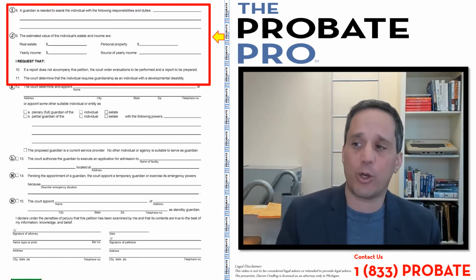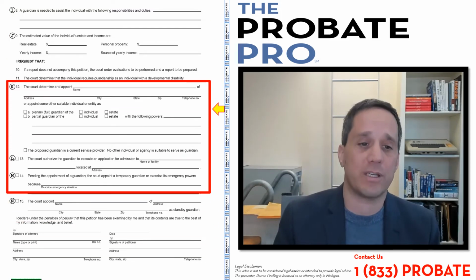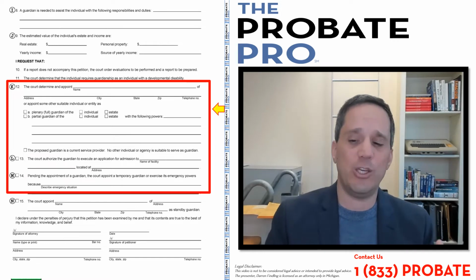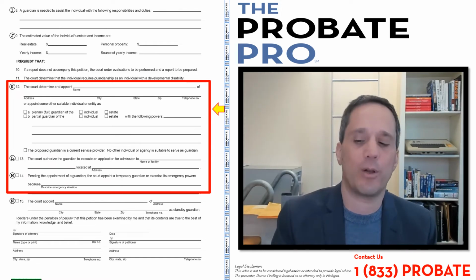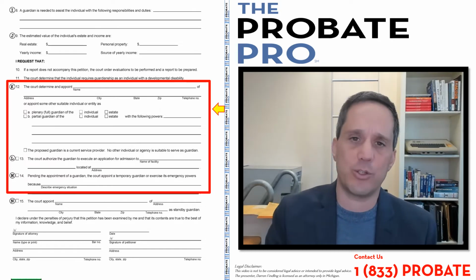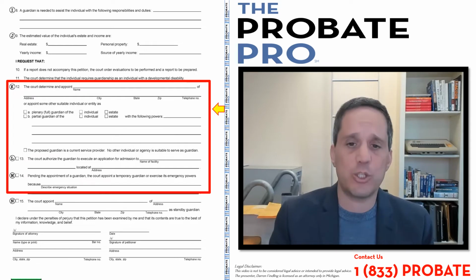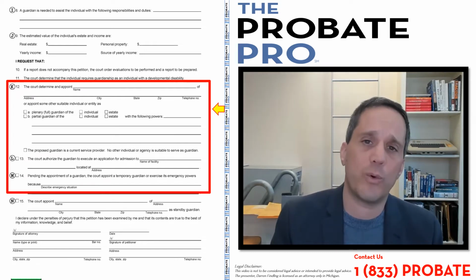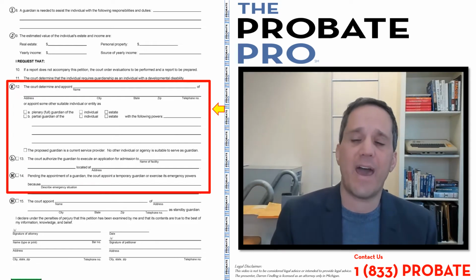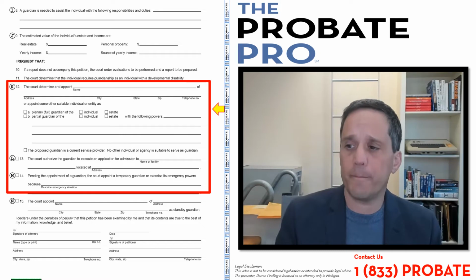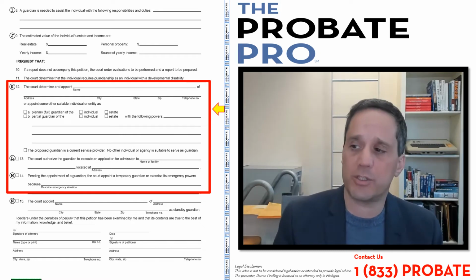Number 11, the court determines that the individual requires a guardianship of an individual. So again, you wouldn't be filing this petition if number 11 wasn't true, because you're asking the court to deem the individual that is alleged to have a developmental disability to be determined to be an individual with a developmental disability, and that under Section K, you're asking the court to appoint an individual to be the guardian, or appoint some other suitable person or entity.